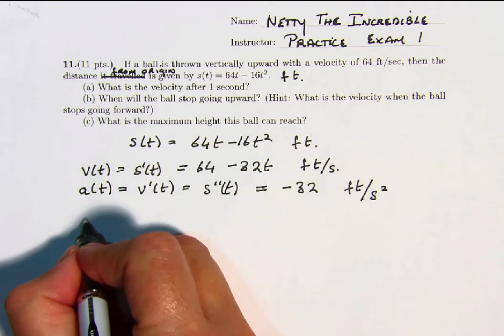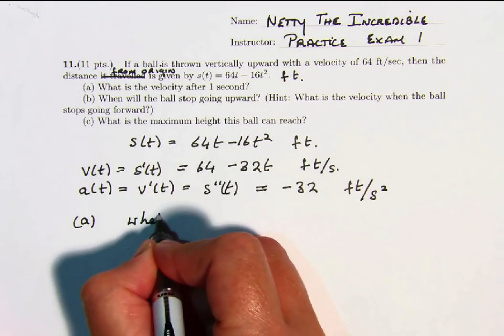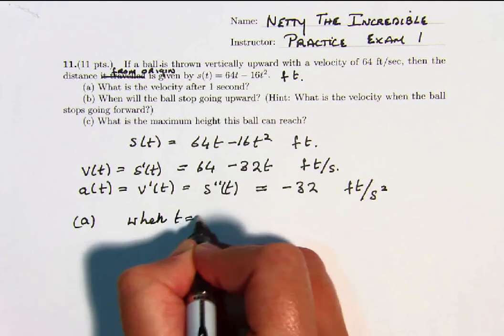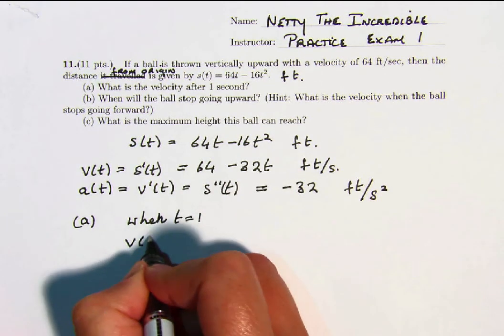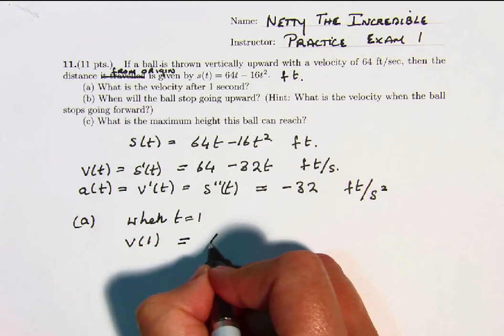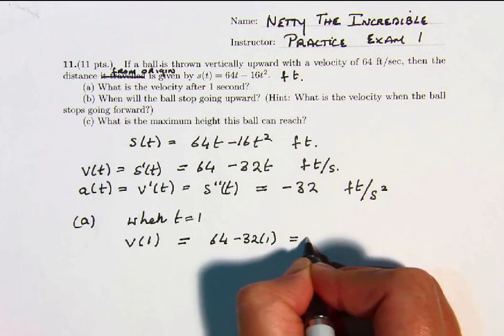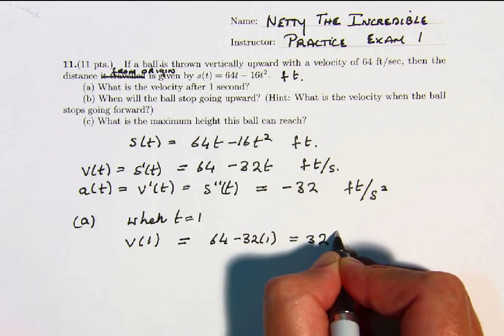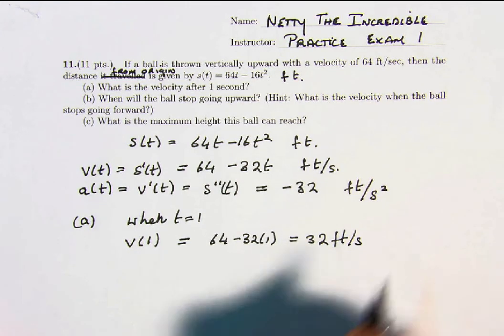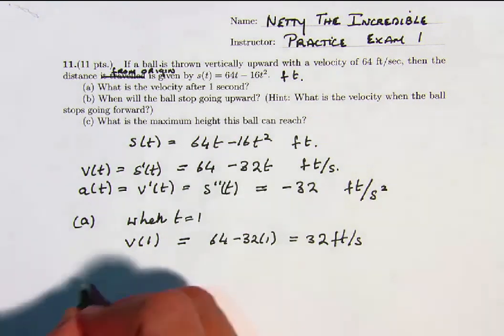And part A asks, what is the velocity when t equals 1? Well, that's just going to be v of 1, and that's 64 minus 32 times 1, and that's 32 feet per second. And of course, because it's positive, the ball is going upwards at that point.